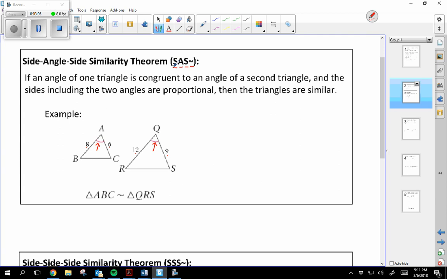I'm going to take the smallest number over here and compare that to the smallest number there. In other words, we have 6 to 9, which of course reduces to a ratio of 2 to 3. Now I'm going to check my other pair of sides to see if I get the same ratio. I have to compare them in the same order, the left triangle to the right triangle, and 8 to 12 does reduce to 2 to 3. Because these ratios are the same, that tells me that these sides are proportional.